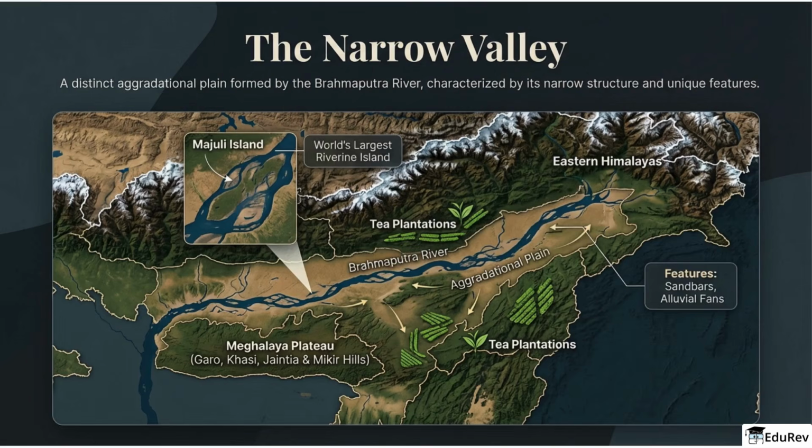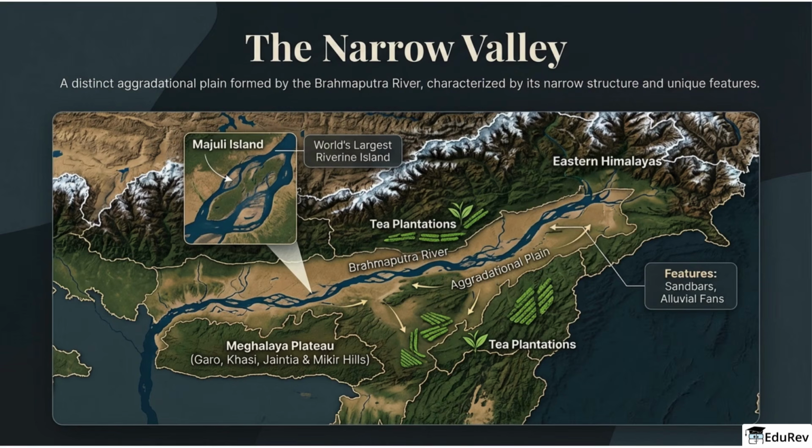Now we shift to the Brahmaputra side. The narrow valley is a distinct aggradational plain formed by the Brahmaputra river, characterized by its narrow structure and unique features. The map shows the Brahmaputra river and the aggradational plain, framed by the eastern Himalayas to the north and the Meghalaya plateau to the south, including the Garo, Khasi, Jaintia and Mikir hills.